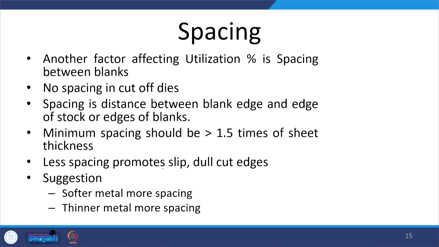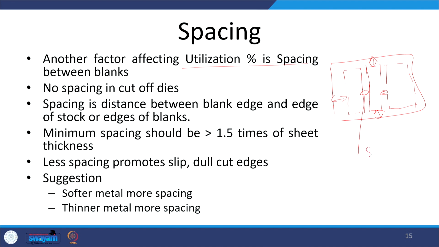Okay. Spacing, as we have seen, is another factor that affects the percentage utilization. There are a number of factors that affect the spacing. Say this is the sheet metal. How much space is to be left at the corners and between the blanks, say this is 1 and between the two blanks, what should be the space left? This gap between the corners and between the blanks is known as the spacing.